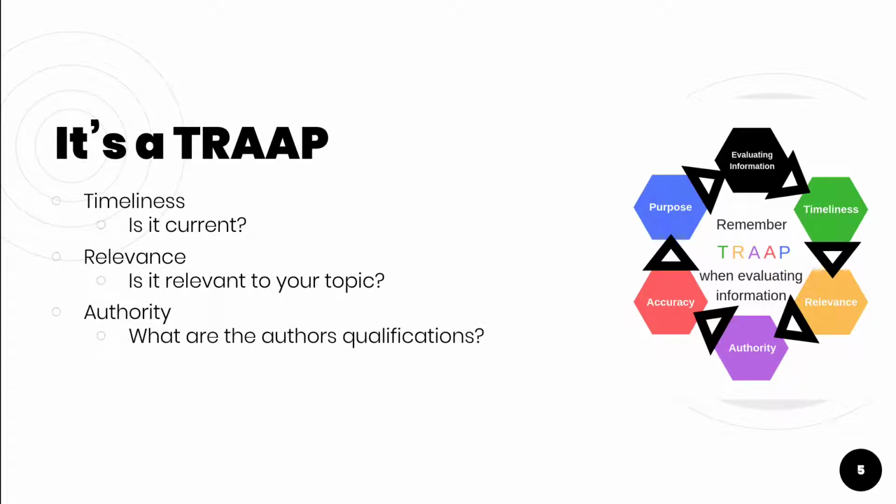Authority. This is looking at the source of the information. One question you might ask is: what are the author's qualifications? Other questions you might ask: who is the author, the publisher, the source, or the sponsor? What are the author's credentials or organizational affiliations if given? What other pieces has this author written? And does the URL reveal anything about the author or source? So looking at .com, .edu, .gov, .org, or .net.